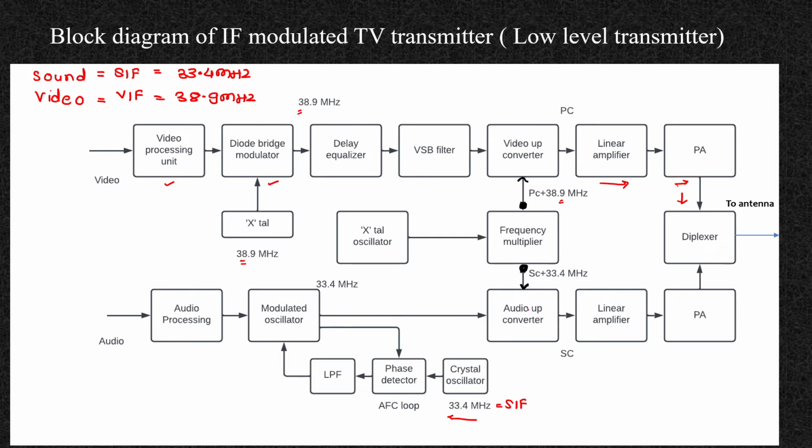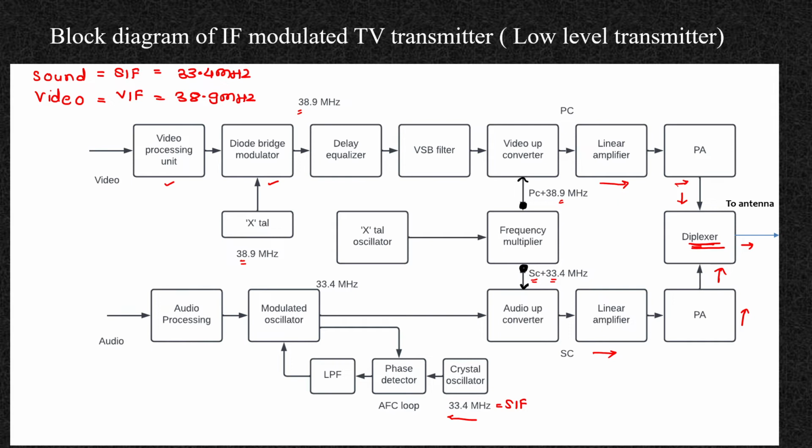Then again you are generating the sound carrier, and your IF signal will be modulated by that particular carrier, and that's why it is called the IF modulated TV transmitter. Then it is given to the linear amplifier, then to the power amplifier, and then to the diplexer. So the diplexer is a unit which allows both the signals to pass through a common antenna without any interference. So this is all about the block diagram of the IF modulated TV transmitter.